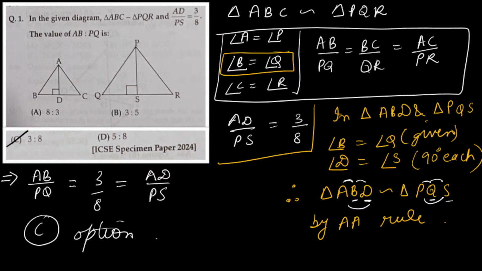Is it clear? Always, whenever you are proving any two triangles similar, in the next step itself, write the ratio of the corresponding sides as equal. Okay, let's do the next question now.